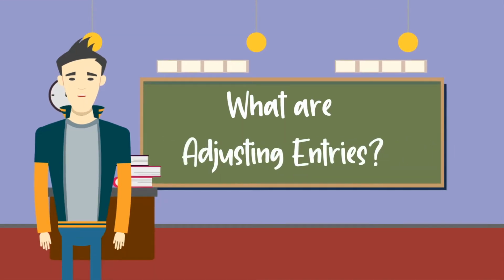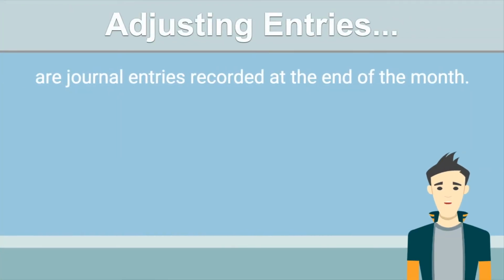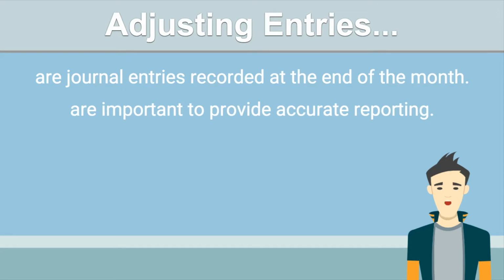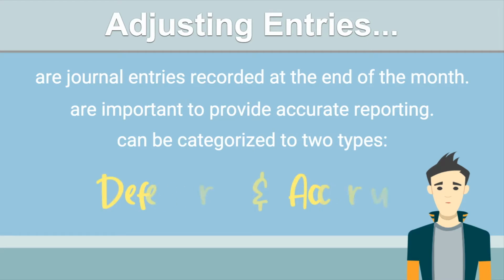What are adjusting entries? Adjusting entries are journal entries recorded at the end of the month, are important to provide accurate reporting, and can be categorized into two types: deferrals and accruals.